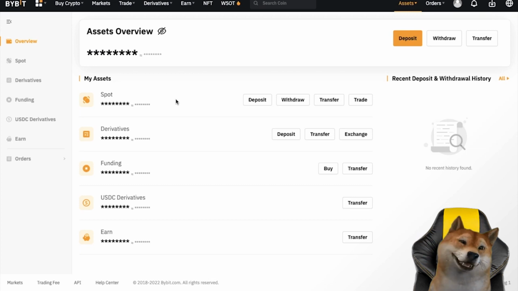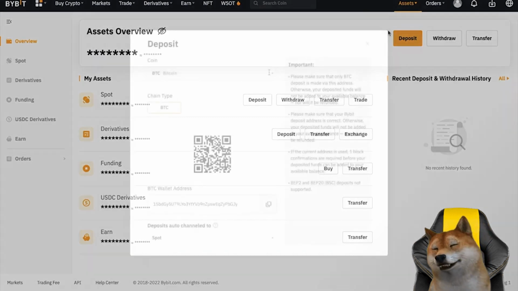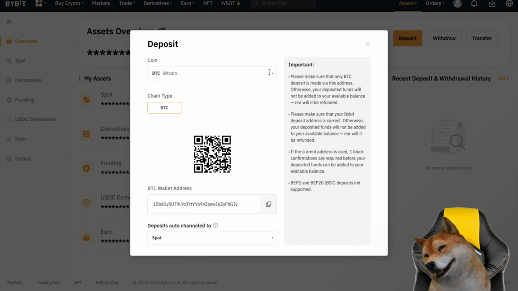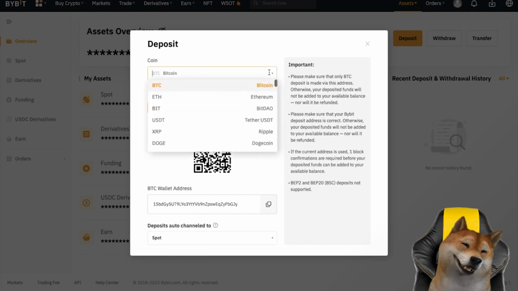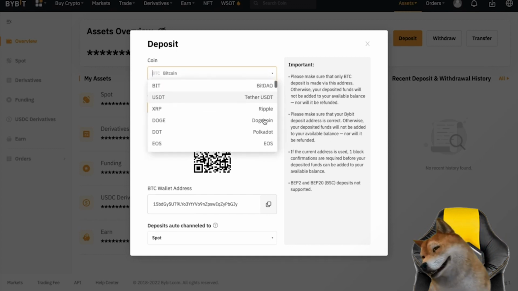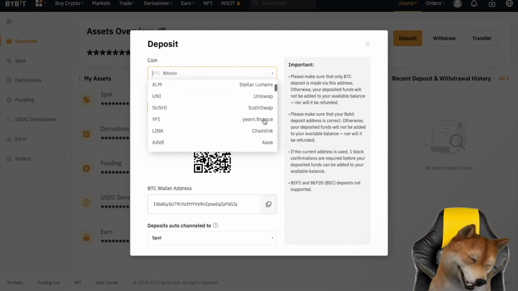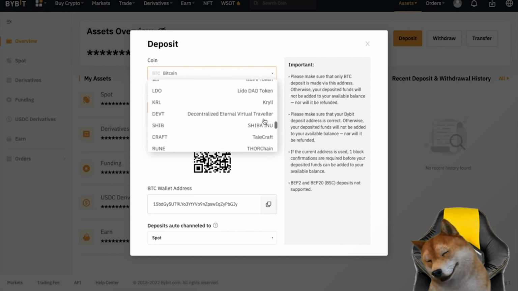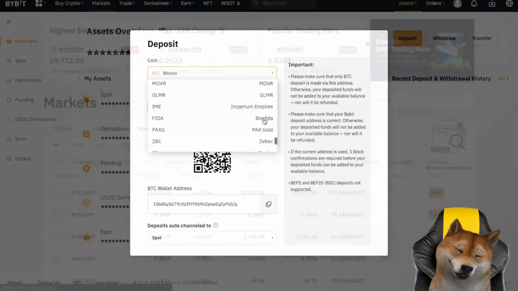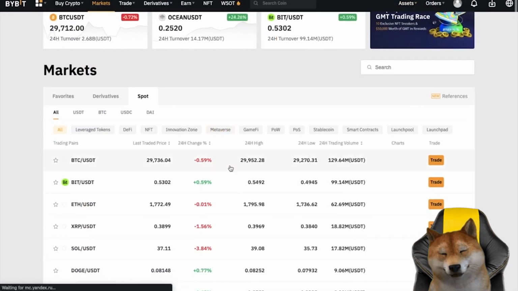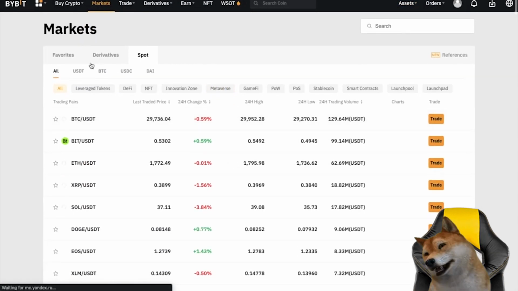To deposit, simply choose Deposit from the top of the screen, and you'll see from the drop down here that there are a whole host of cryptos that you can select from the list. However, there isn't an option for depositing fiat or traditional currency. And that's because, as you can see from the market screen, there aren't any fiat markets to trade with, as Bybit is predominantly a crypto-to-crypto exchange.